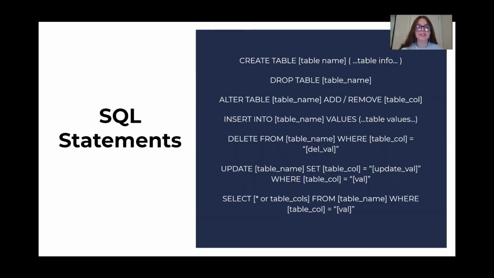And then you can do select star or table columns from car. Select star will select all the columns in the table, or you can select certain ones. For example, you can do select make, model from car where color equals purple. So you can get the make and the model of the cars that have the color purple.